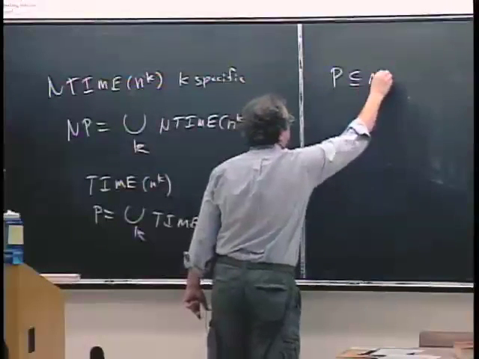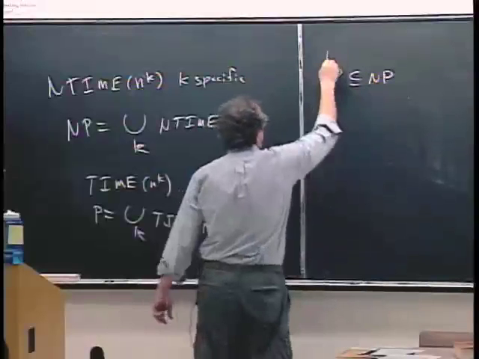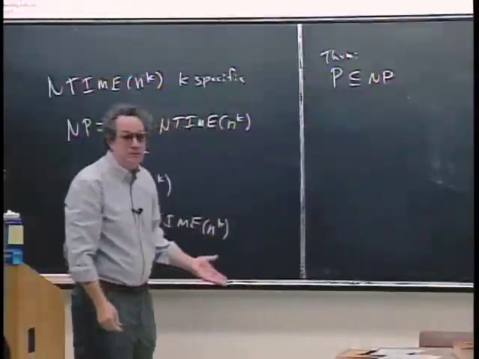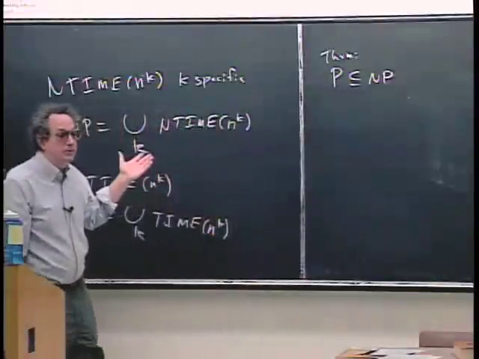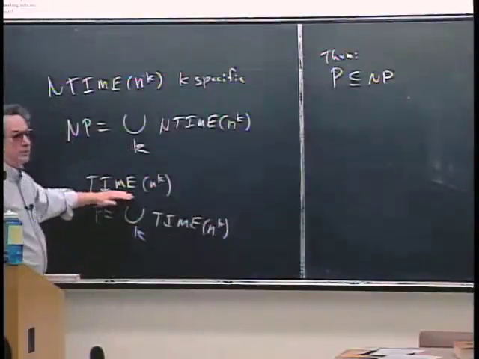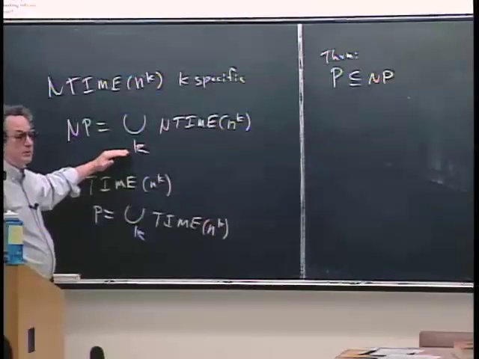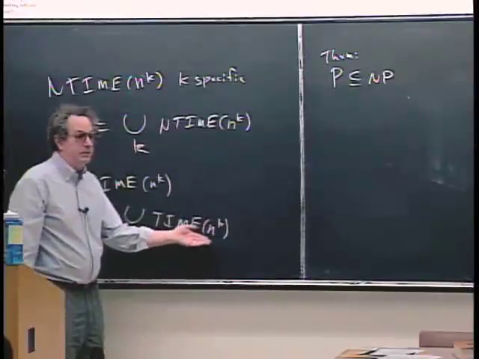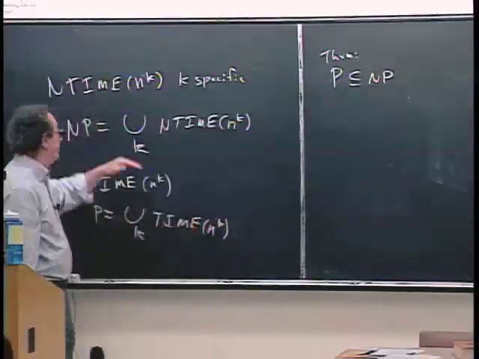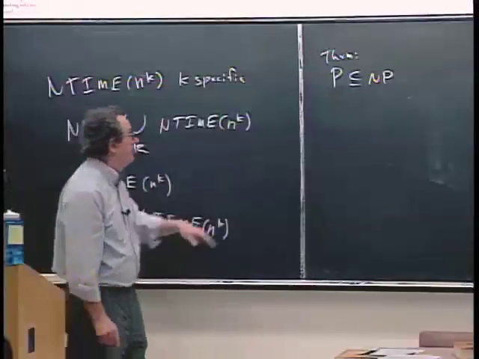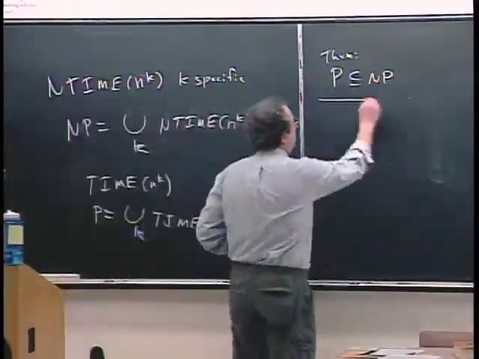And then P is contained in NP, this is actually a theorem. And the proof is trivial, obvious now, just from the definitions, because we know that every deterministic Turing machine can be viewed as a non-deterministic Turing machine. So if you have a deterministic Turing machine that can decide a language in polynomial time, you certainly have a non-deterministic Turing machine that can decide that language in polynomial time. So P is contained in NP.